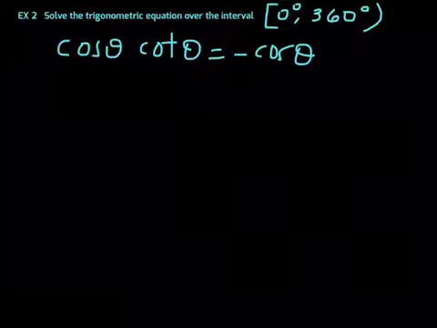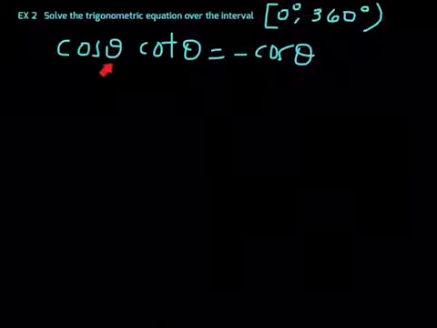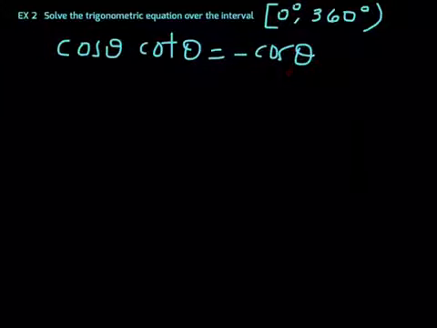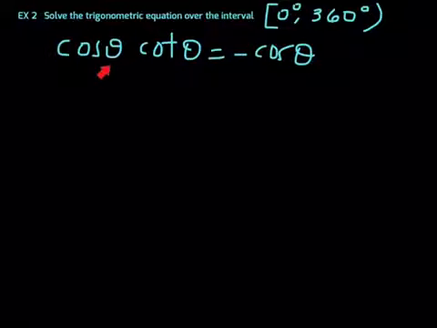What I want you to be very careful about not doing, I see a lot of students many times, for an example like this, divide both sides by cosine theta. Now you cannot do that because cosine of theta involves your variable, right? Your unknown is theta.